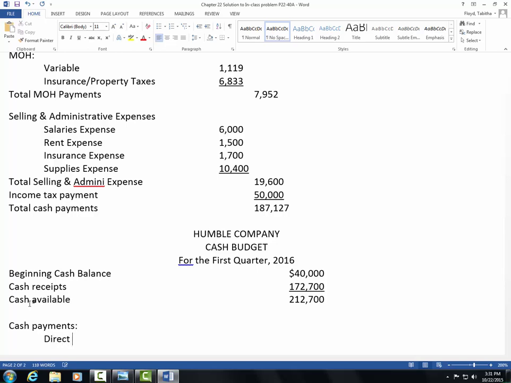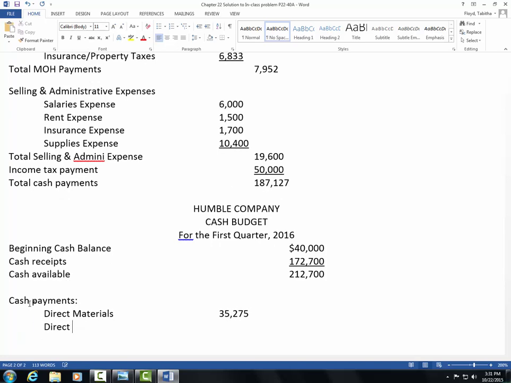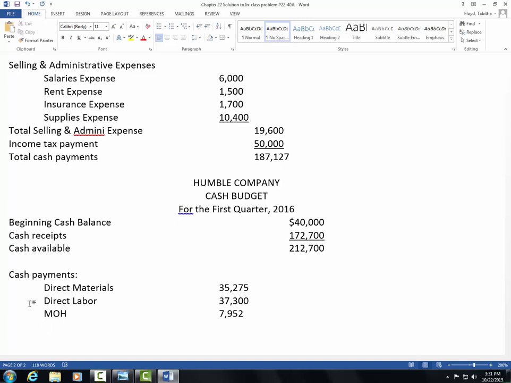And we have direct materials, 35,275. We have direct labor payments of 37,300. Manufacturing overhead payments of 7,952. Keep in mind that this is only the cash payments. Selling and administrative expense payments, 19,600. Then we have our income taxes and our capital expenditures.